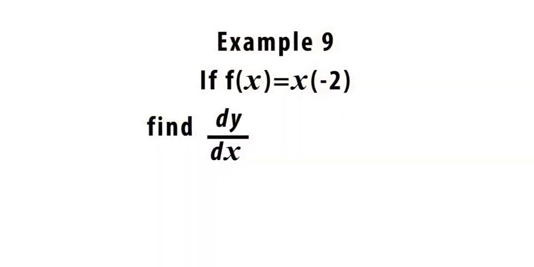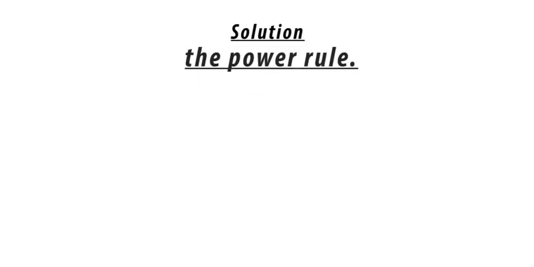Well, we'll take another example. In this case, there is a negative exponent. If f of x is equal to x exponent negative 2, let's find dy/dx. Solution. Using the power rule, it becomes simple. Just use the exponent negative 2 to multiply the coefficient of x and then reduce the exponent by 1. And so dy/dx becomes negative 2x exponent negative 3. Simple. Good.